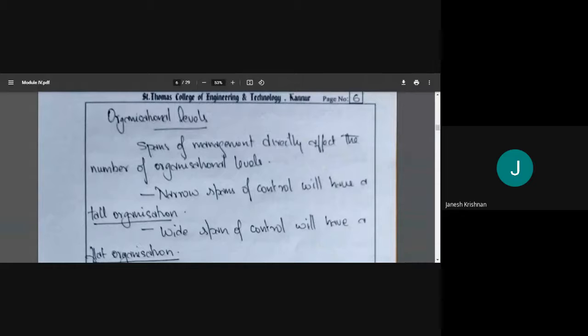By that logic, we have two types: tall organization and flat organization. Tall organization is for organizations with a narrow span of control, and flat organization is for a wide span of control. Wide, flat, tall, narrow, like that.